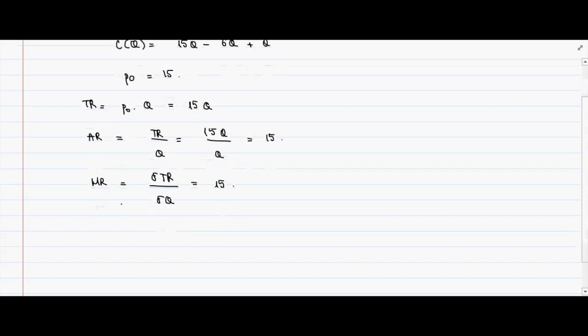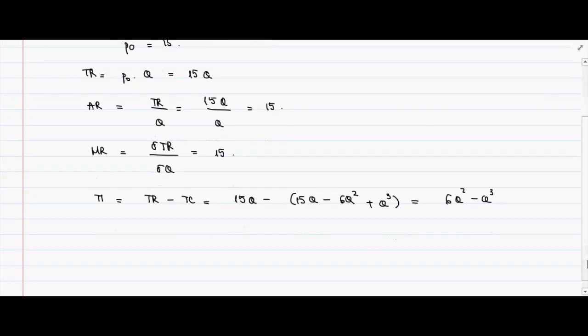Okay, and the firm's total profit function. The profit is just going to be the total revenue minus total cost. Now total revenue is 15Q and total cost is 15Q minus 6Q squared plus Q cubed. So if I simplify this, 15Q minus 15Q is 0. It becomes 6Q squared minus Q cubed.